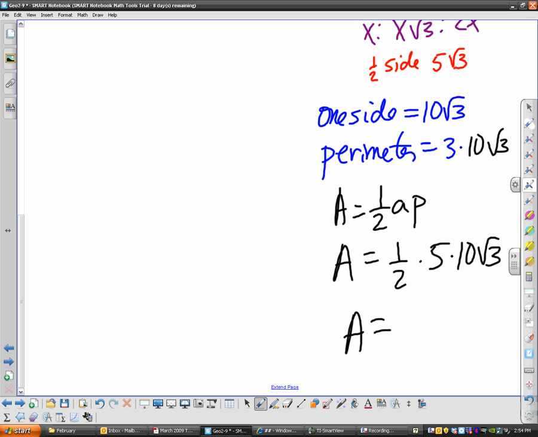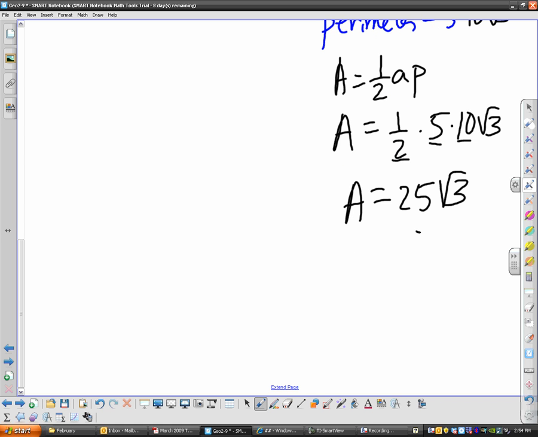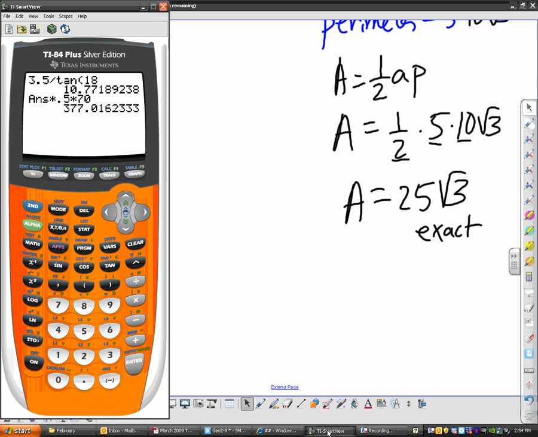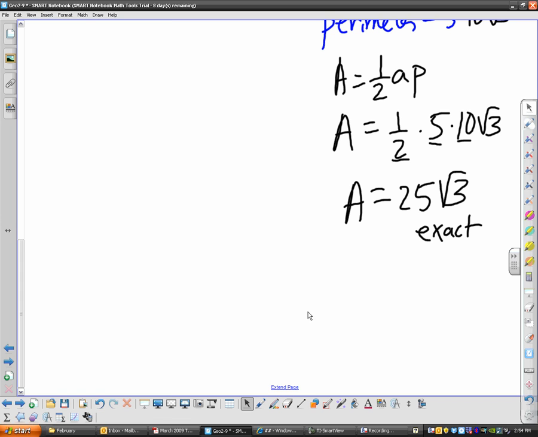If we want to, we can get an exact number. 1/2 times 5 times 30 is 75, putting the radical 3 on the end. 75 radical 3 is the exact answer. The approximate answer we get from our calculator, 75 times radical 3 is 129.904.